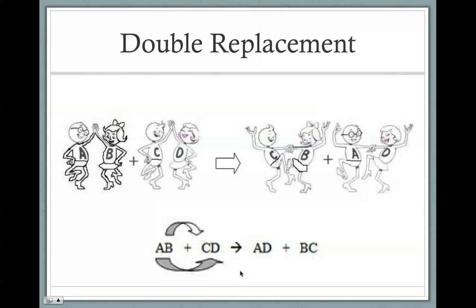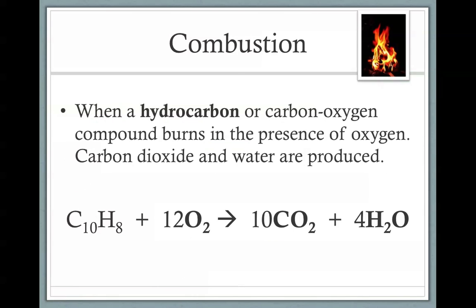And this would be like dance partners. As you can see with the bottom here, A was originally with B, and now it is switched with C, so that is dancing with the person in the shirt with a letter D. All right, and the last one that we're going to be covering today is combustion, and this is when a hydrocarbon is going to be burning in the presence of oxygen, carbon dioxide, and water are produced. So a hydrocarbon is made up of carbons and hydrogens that's going to be combining with oxygen gas, O2, and it's going to always produce CO2, carbon dioxide, and water.